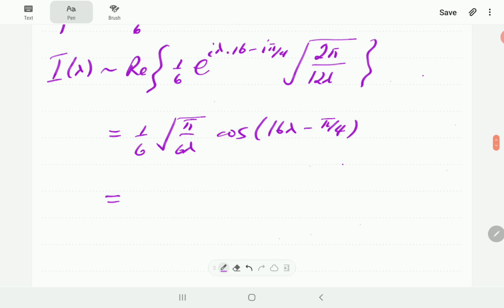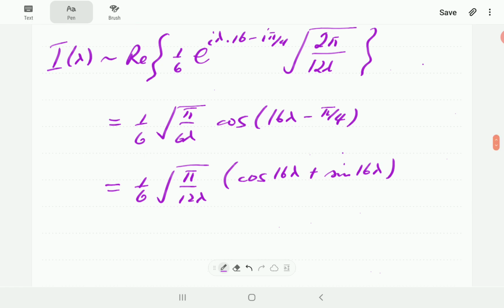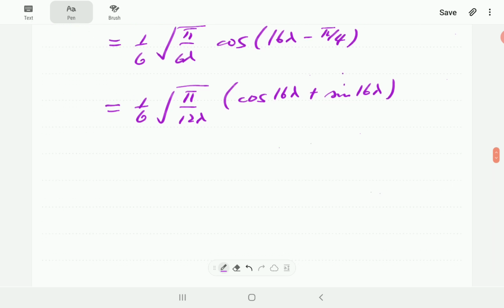Now this, using trigonometric identities, can be recast in the following form. So it's going to be square root of pi over 12 lambda times 1 over 6 times cosine 16 lambda plus sine 16 lambda. Just make sure that you can work out how that comes about. Okay.